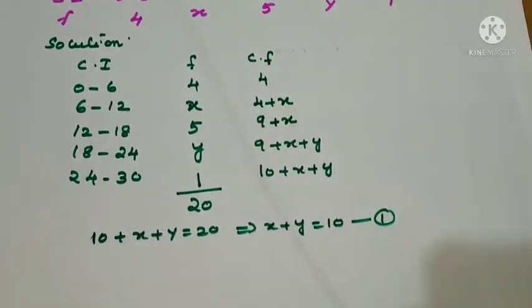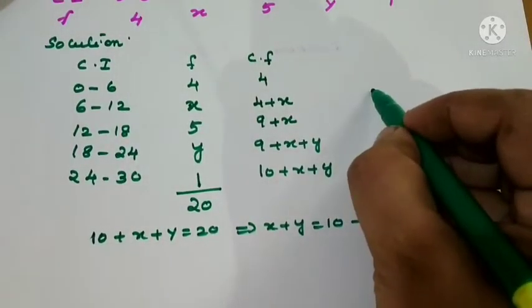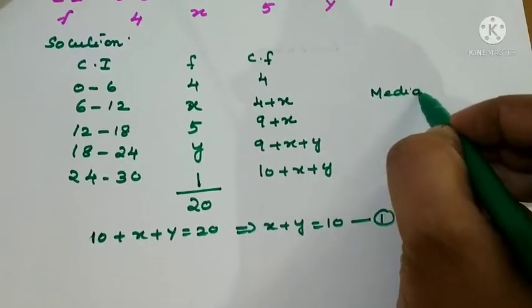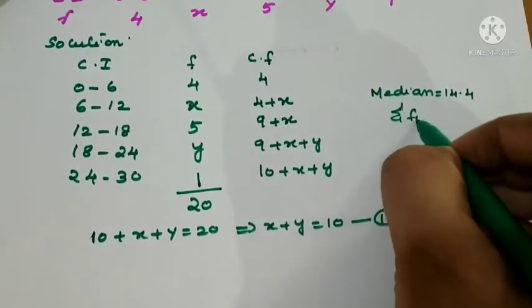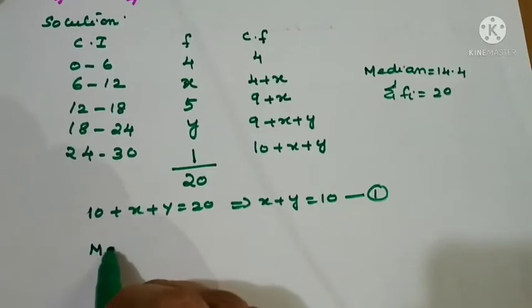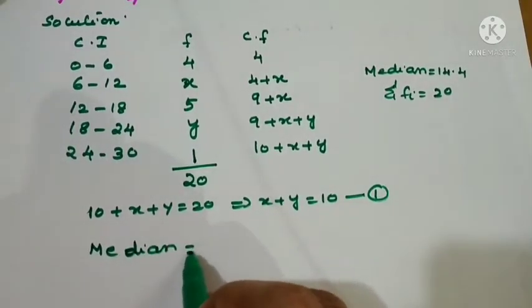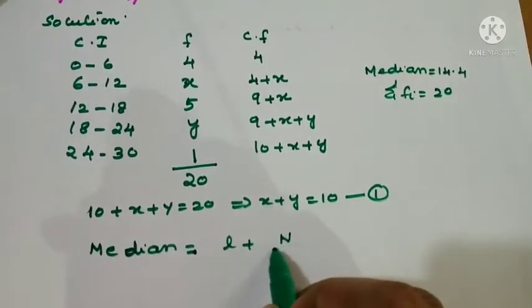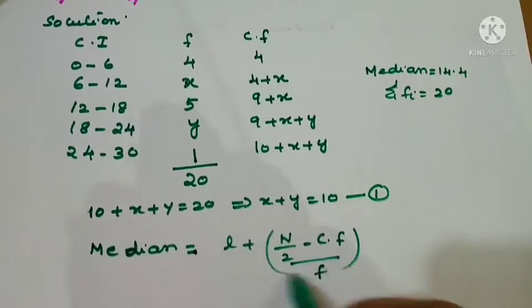Okay, that is given in the question. Now what is the one more point it is given? Median equal to 14.4. So if you want we can write here median equal to 14.4 and sigma fi equal to 20. These values are given in the question. Now median formula: median equals L plus n by 2 minus CF by F into H.